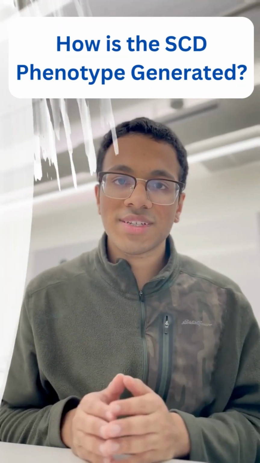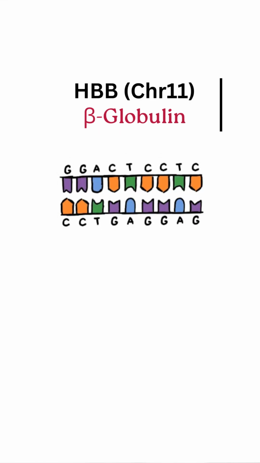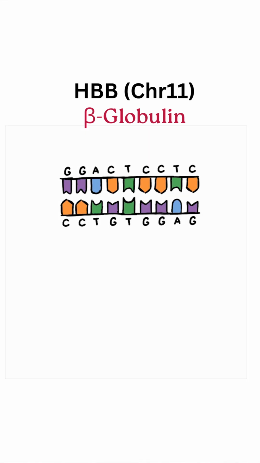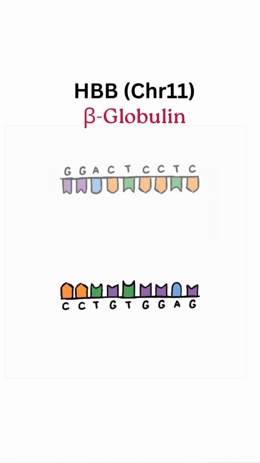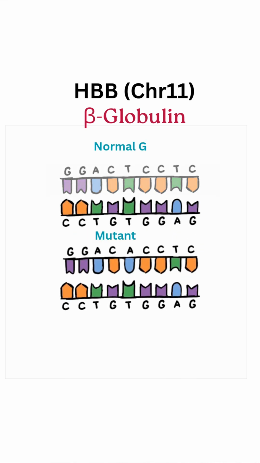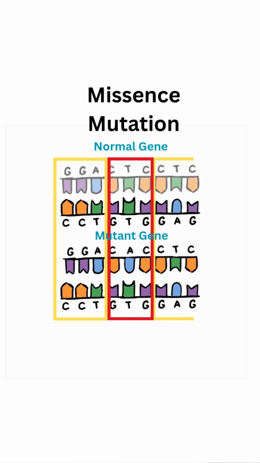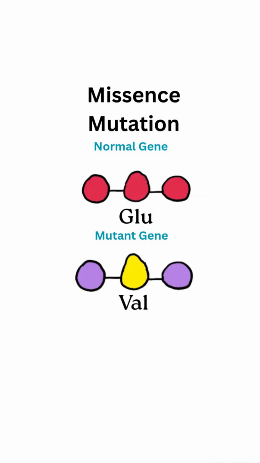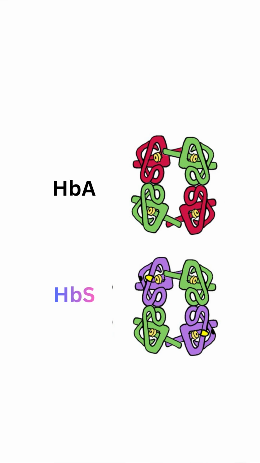What occurs during sickle cell disease is that there's a spontaneous mutation of the HBB gene on chromosome 11 that produces beta globin, which can occur from DNA polymerase errors or spontaneous chemical changes such as deamination. Here, an adenine is replaced by a thymine. Although such small point mutations often have little or no effect to what occurs later in translation, this is a missense mutation because it leads to a change in the amino acid added during translation, where glutamine is replaced with valine, leading to hemoglobin S, HbS.